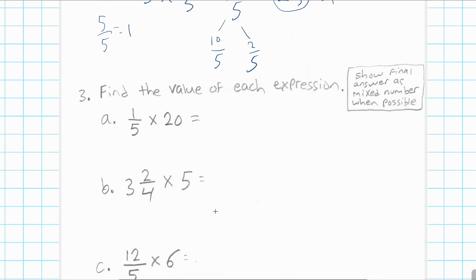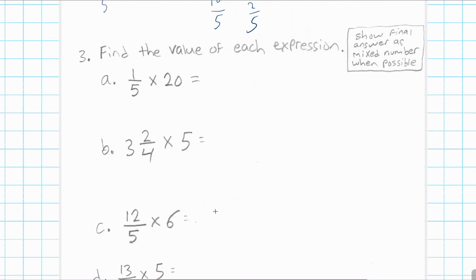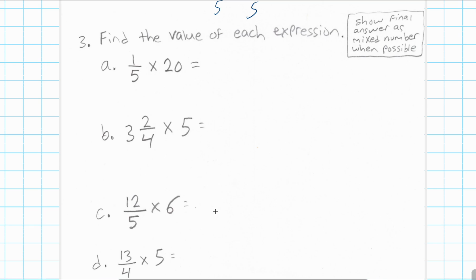Okay, let's go to the next one. So for this one, we have to find the value of each expression. So we have a fraction multiplied by a whole number. So we're going to multiply this 20 times this numerator, and we're going to keep our denominator. So 20 times 1, that is 20. 20 fifths.